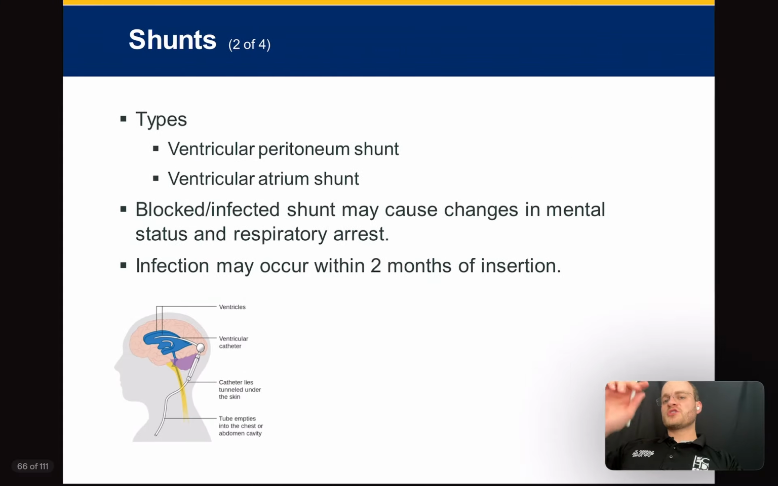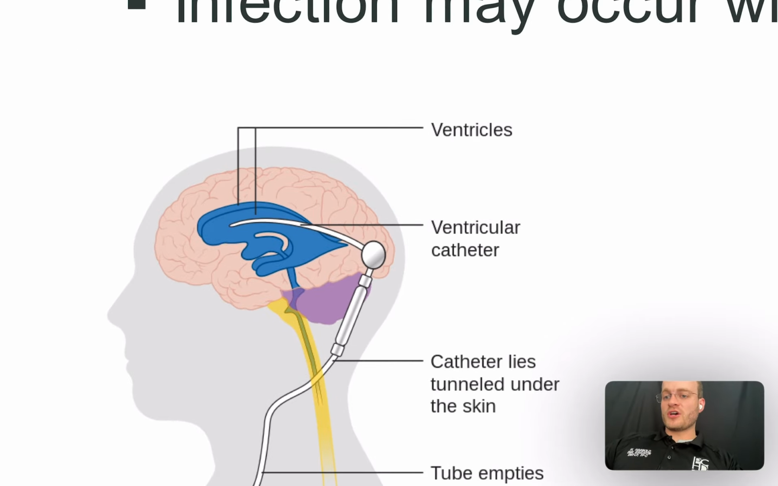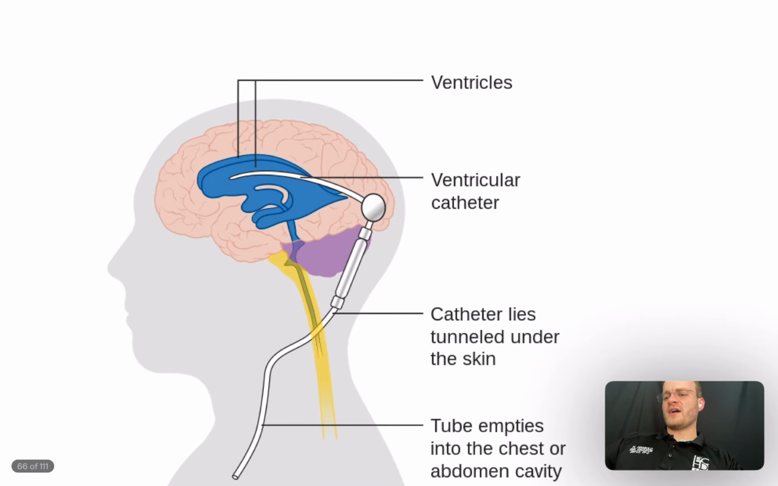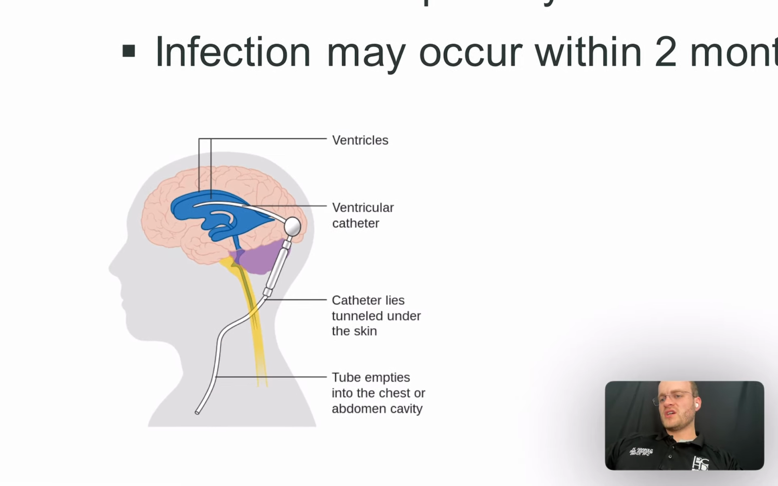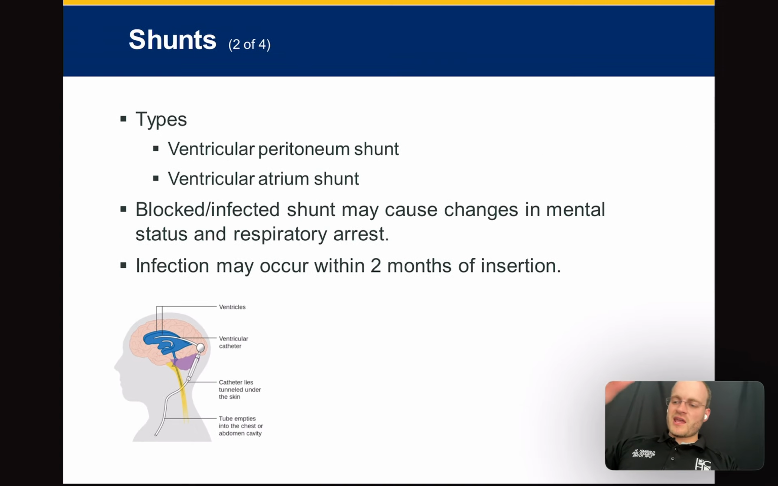The thing you should know is this tube can get clogged, right? And so if it becomes clogged or infected or whatever, then the fluid in the head's going to build up. And so just be aware of that. They're going to present with stroke-like symptoms, actually, right? So they'll have headache, altered mental status. They could have hemiparesis, hemiparalysis, slurred speech, all those things, right? And so just be aware of that.